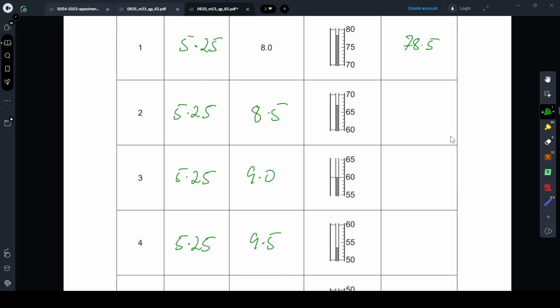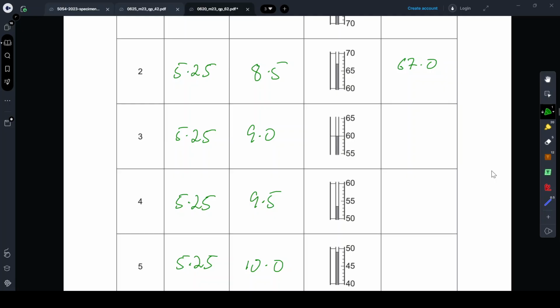Next reading. What's the next reading? 67. Right, so this will be 67.0. Is it important to write the 0 after that? Yes, because that 0 will count as a significant figure. For volume as well? Yes. So you can see I've written 9.5 and 10.0 and so on.